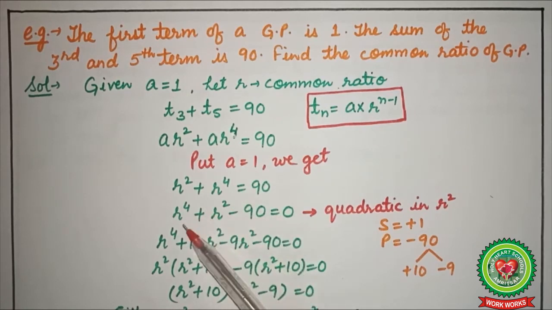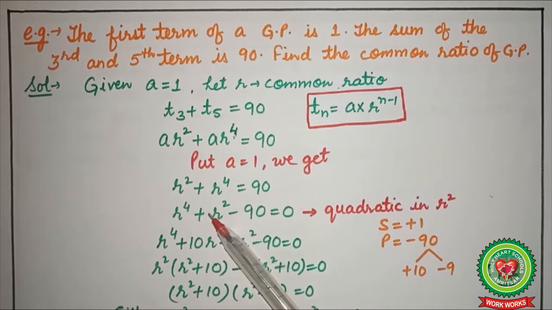Now, it is a quadratic equation, but it is in R square. For solving a quadratic equation, we have to apply the sum product rule. Sum is equal to plus 1 and product is minus 90. So, for positive sum, we require the factors plus 10 and minus 9. R to the power 4 plus 10R square minus 9R square minus 90 is equal to 0.